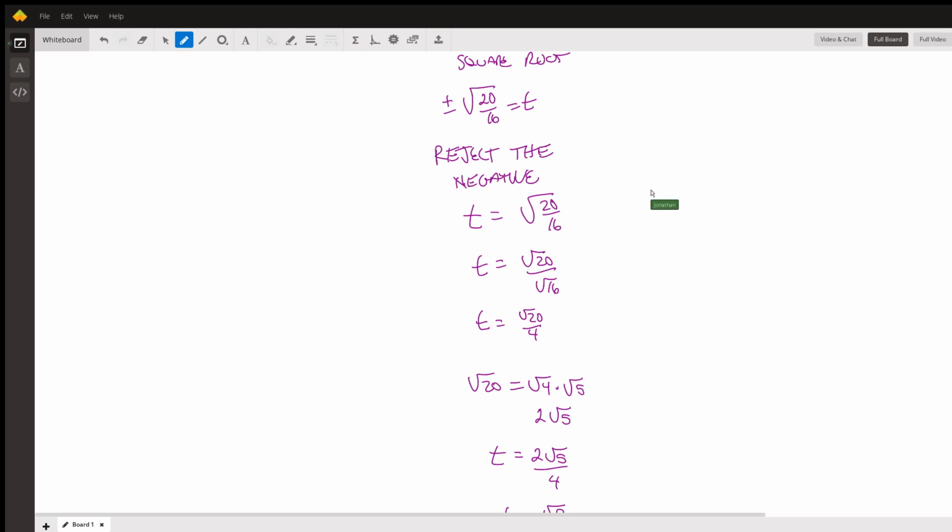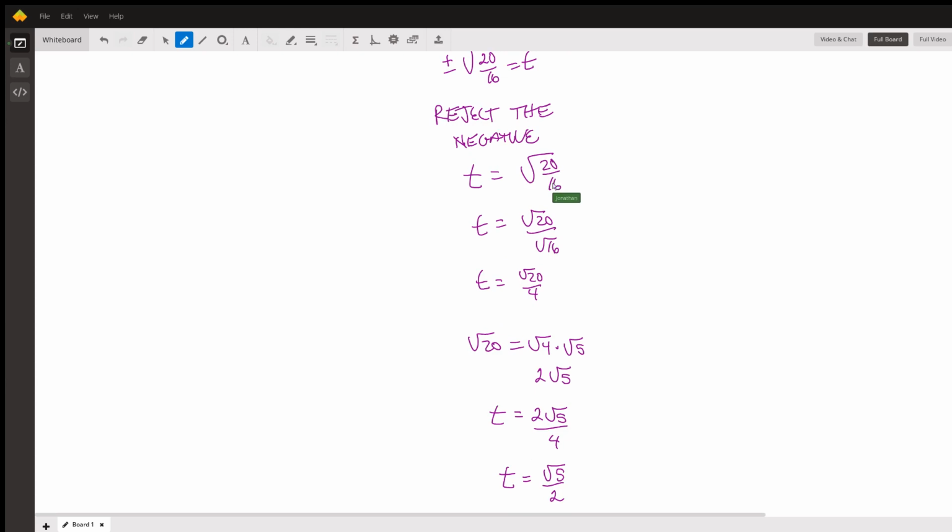Now, your teacher probably wants this simplified, so the square root of 20 over 16 is the same thing as the square root of 20 over the square root of 16. I know the square root of 16 is a perfect square, that's 4. I left the square root of 20 alone for a minute. Now, we're going to break up the square root of 20. We're going to simplify it.